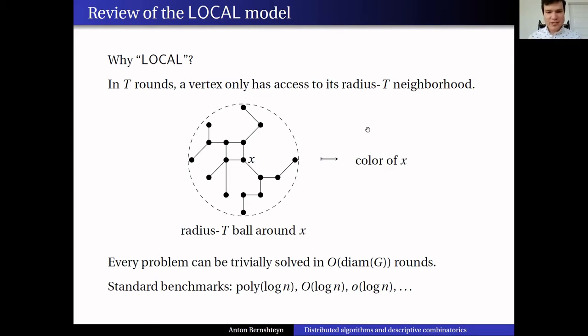And so if the algorithm runs for t steps and then terminates, then after these t steps, the vertex x has to make a decision what its label or its color is going to be, based only on the information contained in this radius t ball.